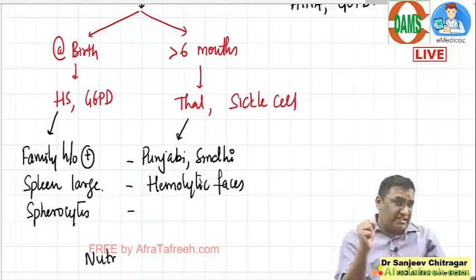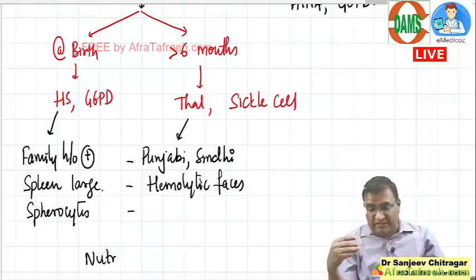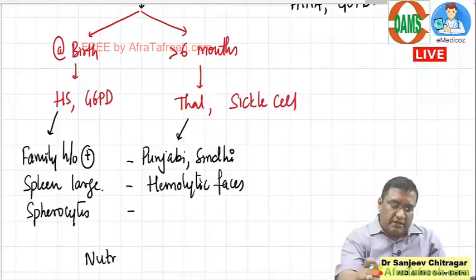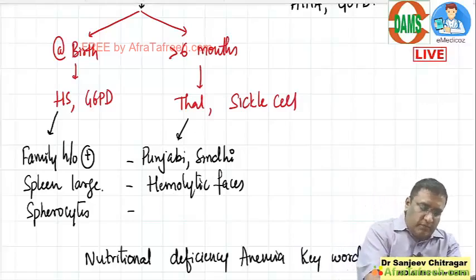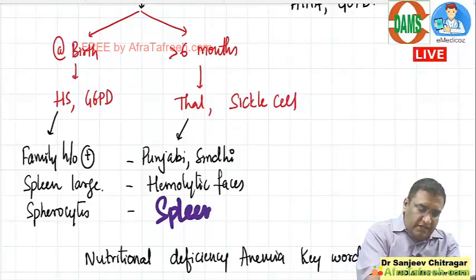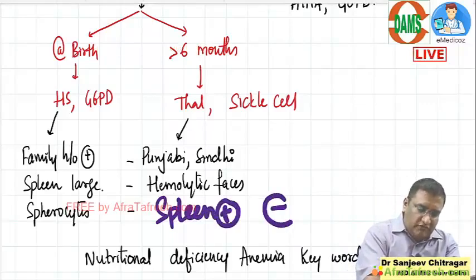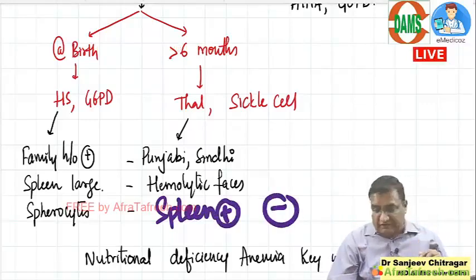Very important: in sickle cell anemia, splenomegaly will not be there. So after 6 months, if there is no splenomegaly, then start suspecting sickle cell, where the spleen is not involved. This is how I will differentiate.